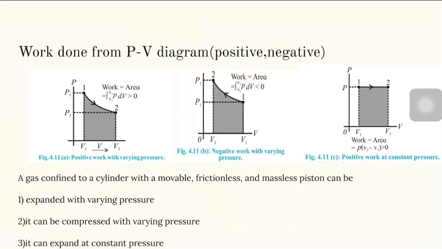In the second graph, we see that the arrow is shown in the upward direction. So V1 is greater than V2, that is, the final volume is smaller than the initial volume, therefore the gas is compressed, so work done will be negative. In the last graph, pressure is constant and volume is changing. Here also volume V2 is greater than V1, therefore work done will be positive. If there is no change in volume, that is, volume remains constant, then work done will be 0.